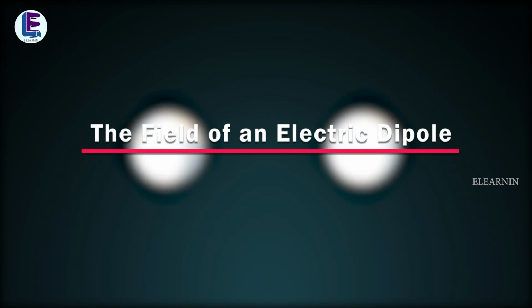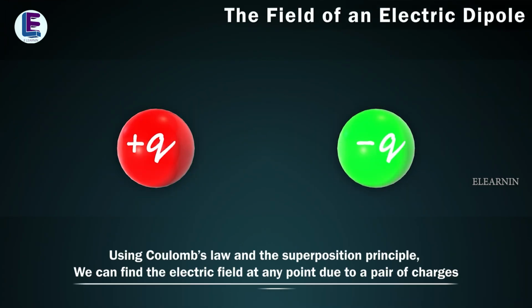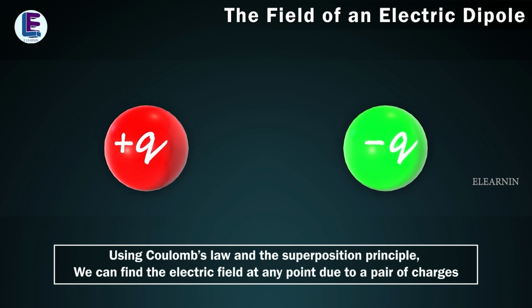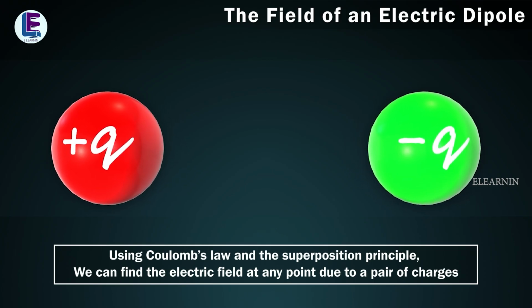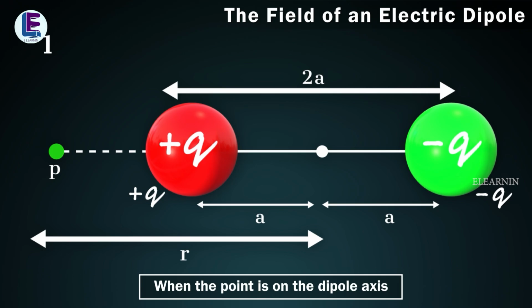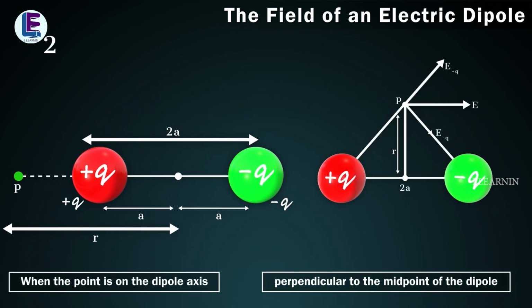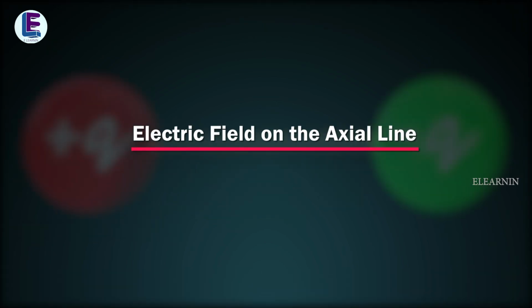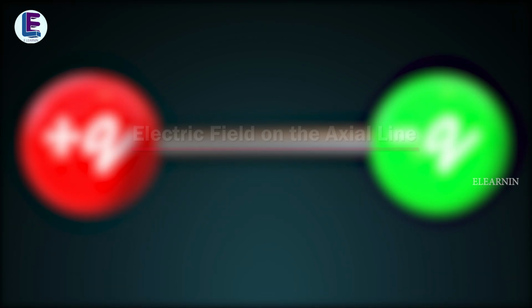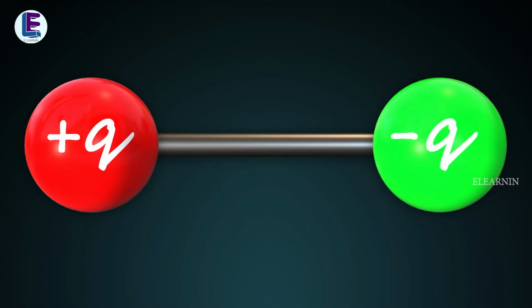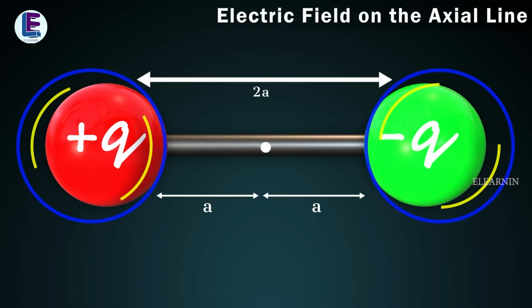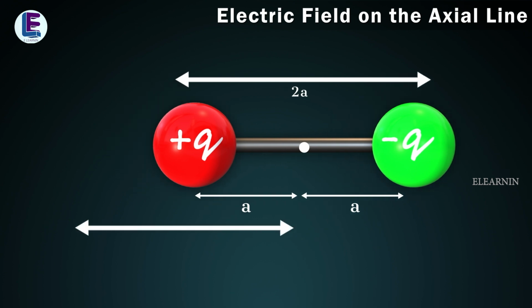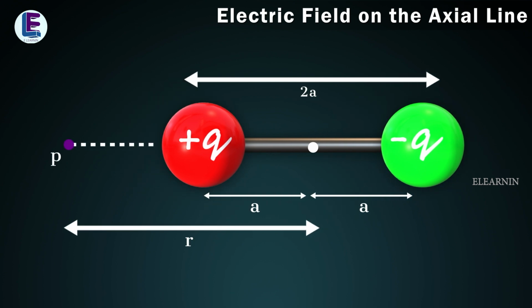The field of an electric dipole. Using Coulomb's law and the superposition principle, we can find the electric field at any point due to a pair of charges when they are on the axis of a point dipole or perpendicular to the midpoint of the dipole. Electric field on the axial line. The dipole charges are plus q and minus q, and the distance between them is 2a. From the dipole center, on its axis, at a distance r, if we consider a point P, we have to determine the electric field intensity there.